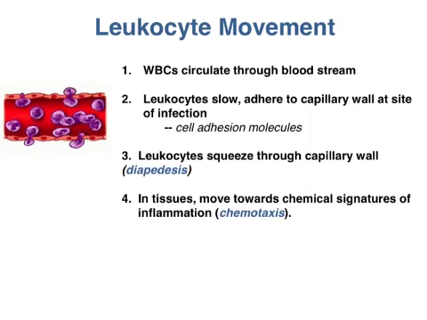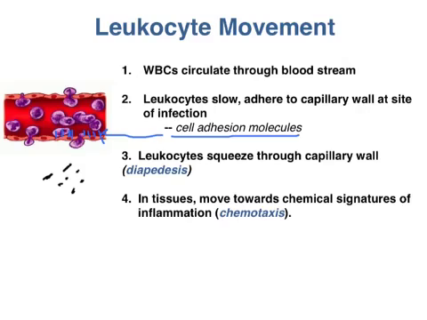White blood cells circulate through the bloodstream normally, but when you have an infection going on, the leukocytes have to be able to get out of the blood to the site of infection. It's important that leukocytes know where the infection is happening, and this is where cell adhesion molecules come in. What happens is if you have an infection going on in a tissue, the inflammatory molecules that are released at the site of infection tell the blood cells nearby to increase expression of cell adhesion molecules.